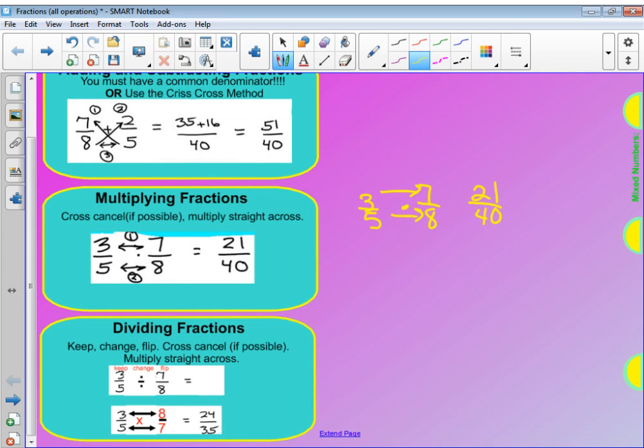Okay. Multiplying fractions is where you can also cross cancel for those people that prefer to cross cancel. I'm not going to go through that in this lesson today. We're just going to try and work with multiplying and getting the steps down of multiplication today.